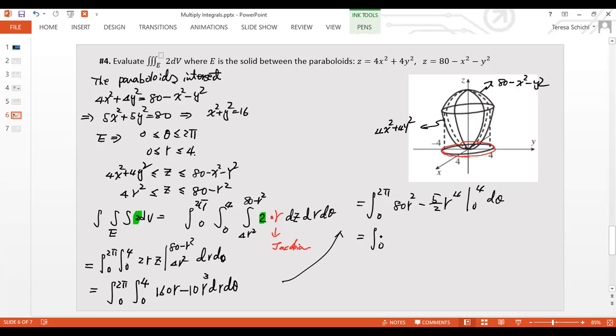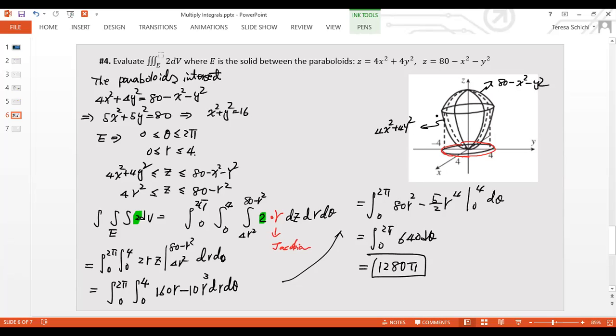This is 0 for the 2 pi. If you plug that one in, you will get what is here, 640 d theta. Okay, so now this one is a super easy integration. So the final answer is 1280 pi. So that will be the volume of the solid between these two parabolas, right?